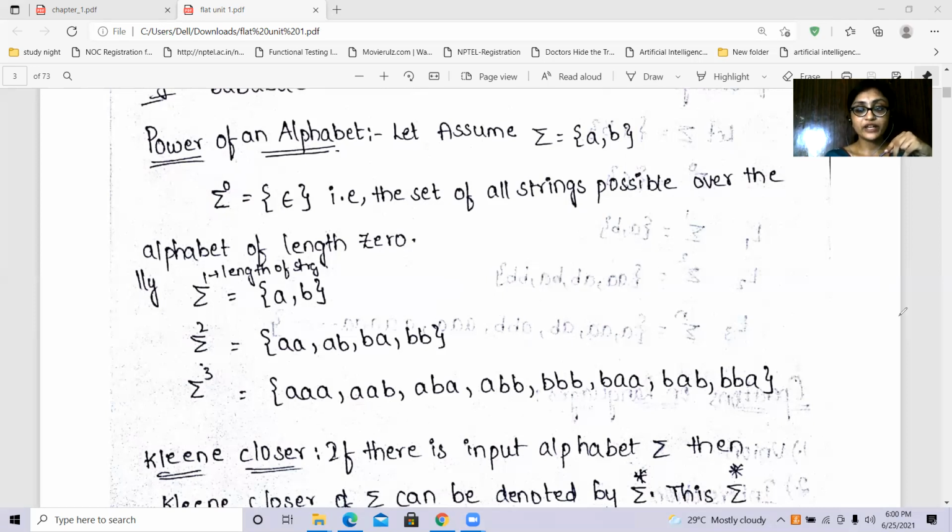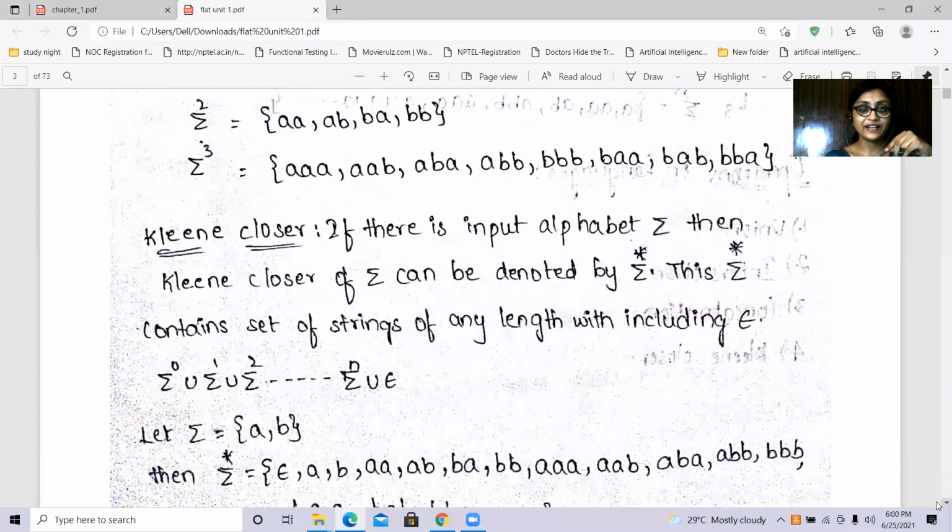Next, we can move to the next topic. And the next topic is Kleene closure. What does a Kleene closure mean? If there is an input alphabet sigma, then the Kleene closure of sigma can be denoted by sigma star. This sigma star contains the set of strings of any length, including epsilon.